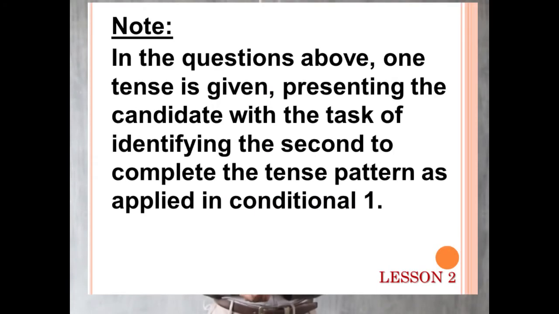Please note, in the questions above, as I have said, one tense has been given, which presents the candidate with the task of identifying the second tense in order to complete the pattern that works in a conditional one. And that is very important. A candidate should be able to do that strictly. Failure to do that is suicidal, dear candidates.